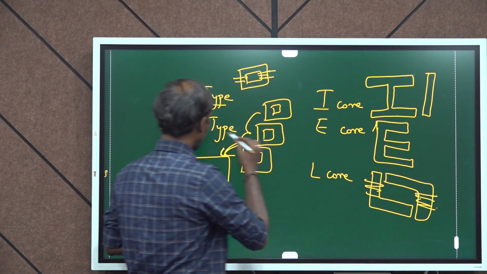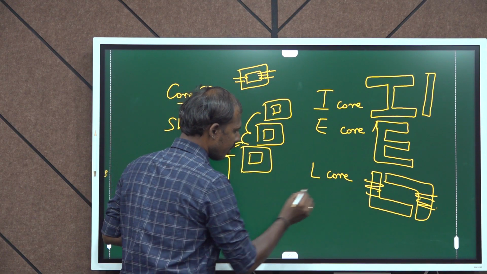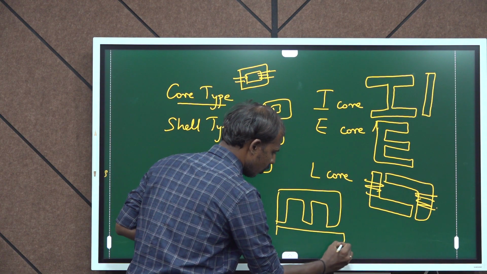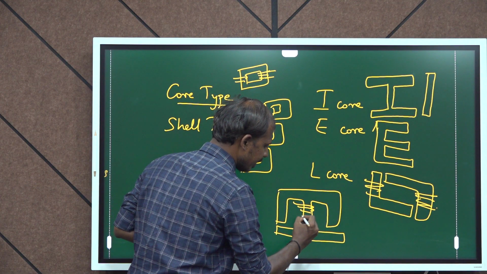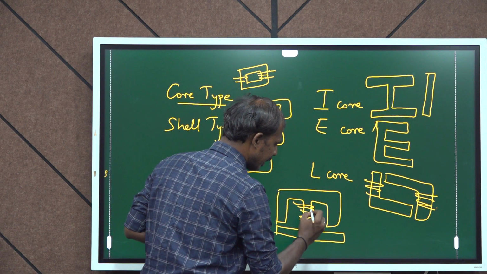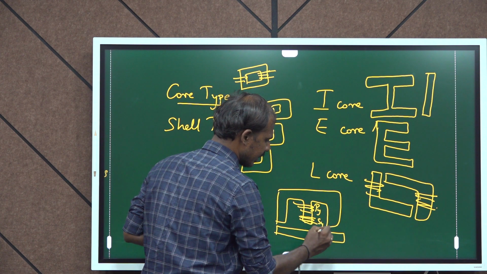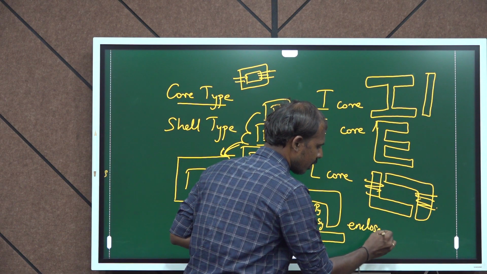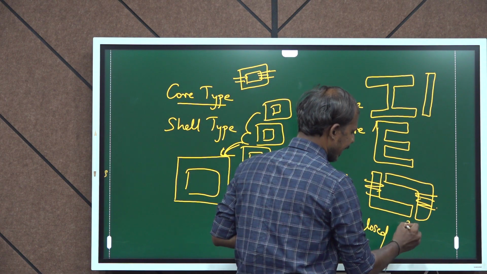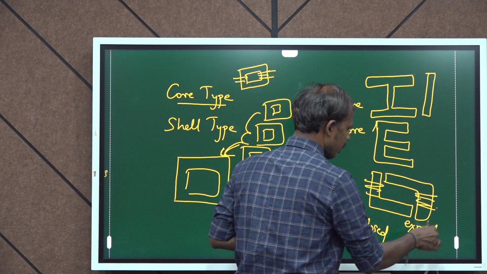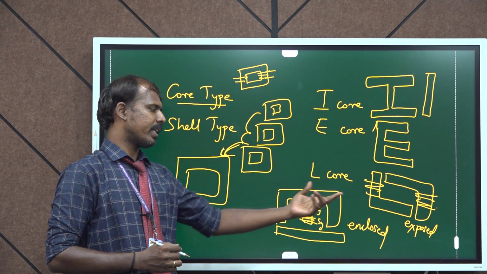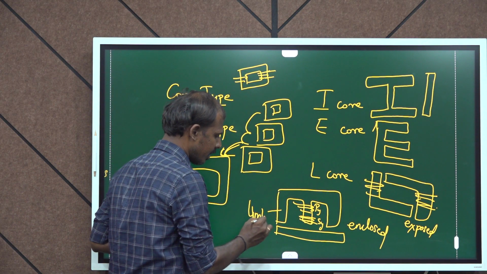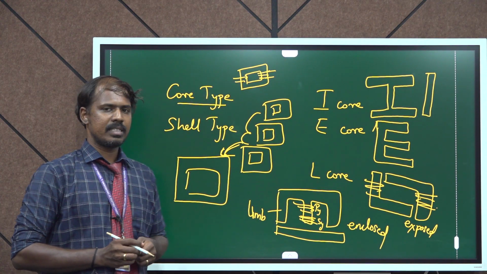Okay. Now what is shell type? In shell type, you have an E core and this is closed with an I core, whereas the primary and secondary windings are present only in the center part of the E. So this is the primary winding, this is the secondary winding. The windings are enclosed inside, whereas in core type the windings are exposed. Primary and secondary are present at both the ends. Here they are enclosed inside the single limb. So we call this the limb. Okay. So this is based on the construction methodology.